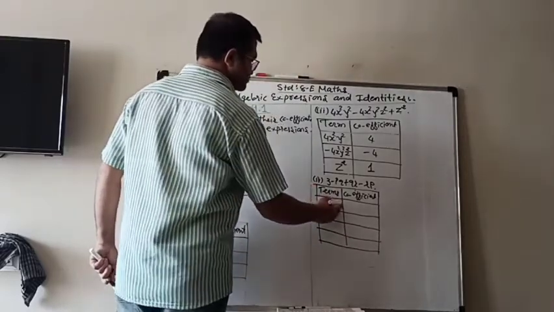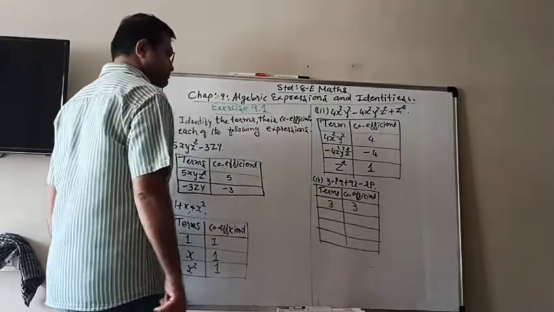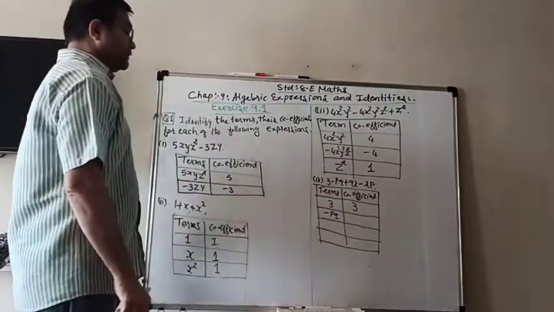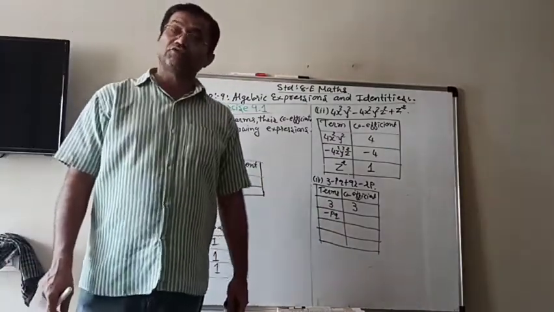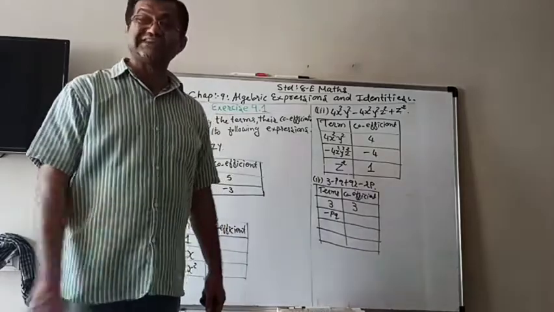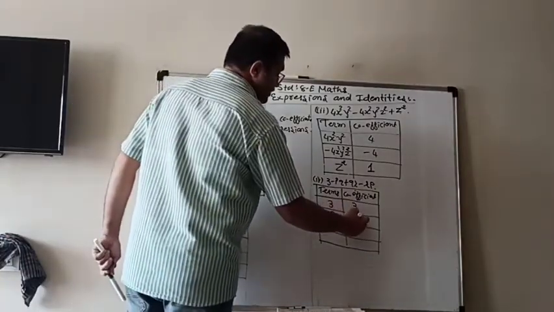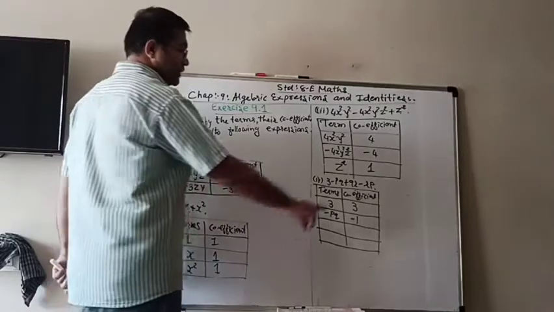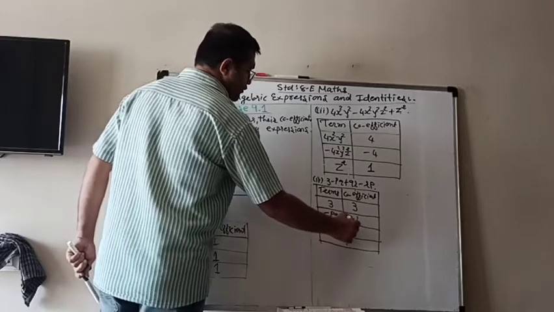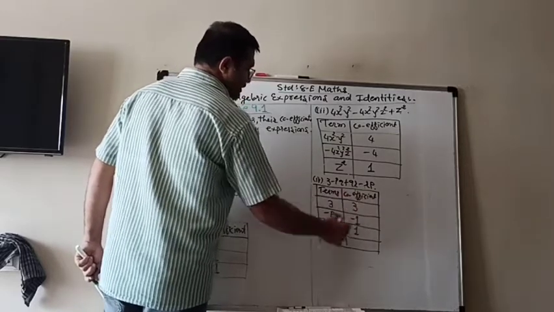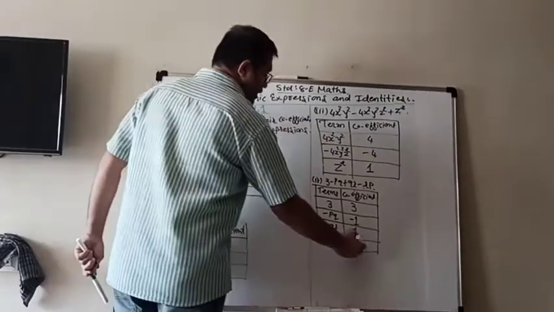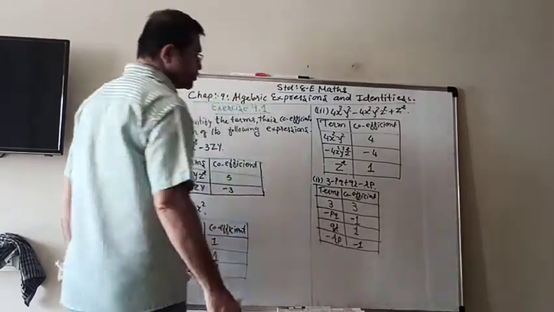First term is 3. So 3 itself is the coefficient. Second term is minus PQ. Now here there is no number. So what should be the coefficient? 1? No, because there is negative sign also. So minus 1 is the coefficient. Third term is plus QR. So 1 is the coefficient, and last term is minus RP. So here also minus 1 is the coefficient.